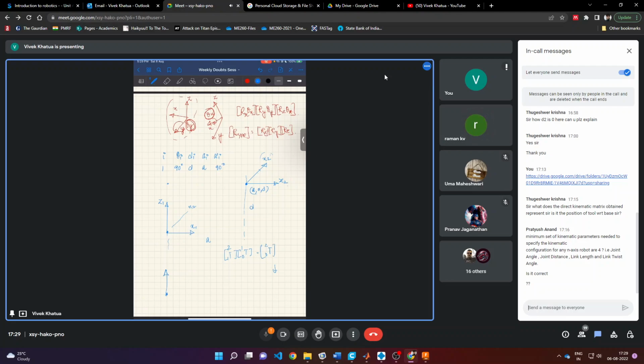The minimum set of kinematic parameters needed to specify the kinematic configuration for any n-axis robot is 4. That is joint. Is it correct? Pratyush, yes, I'm sorry I missed your question. Yes, these 4 are enough to do it. Since we are constructing our frame, these 4 are enough. That's what I will put.